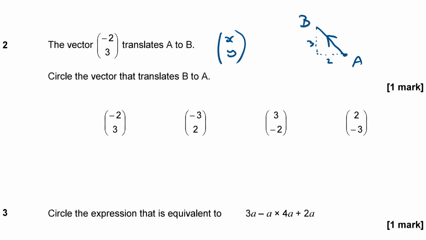Now if I flip it around and I want to go in the other direction, so instead of going from A to B, I'm going from B back to A again, I'm going to go the opposite direction, aren't I? So rather than going 2 to the left, I'm going to be going 2 to the right. And rather than going 3 up, I'm going to go 3 down. So that as a vector notation is going to be 2 to the right is just 2, and 3 down is negative 3. So it's going to be 2, negative 3. It's that one there.